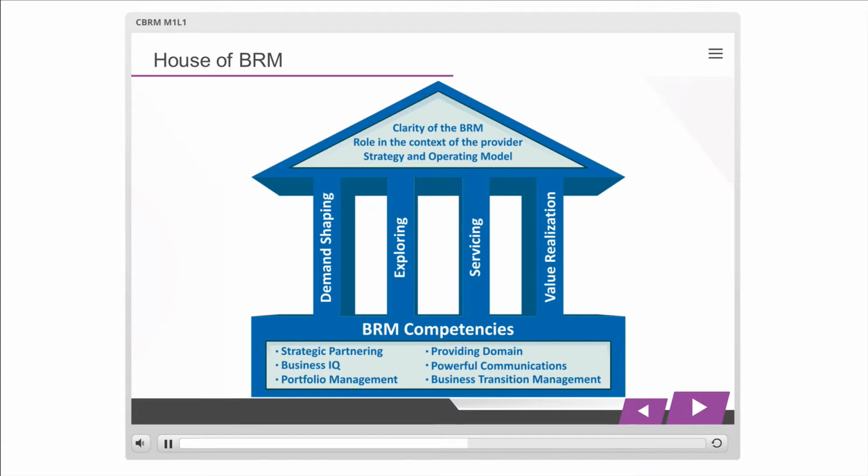The pillars define the BRM space in terms of BRM core disciplines: demand shaping, exploring, servicing, and value harvesting. The roof of the house of BRM protects business relationship management as a key aspect of provider capability. It does this by ensuring clarity around the role, discipline, and organizational capability of business relationship management in the context of the provider strategy and operating model.